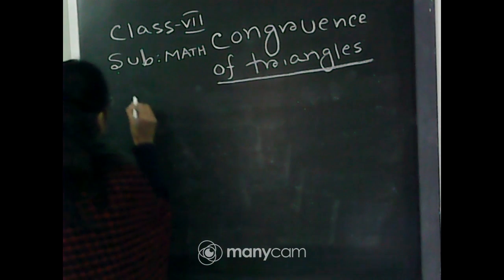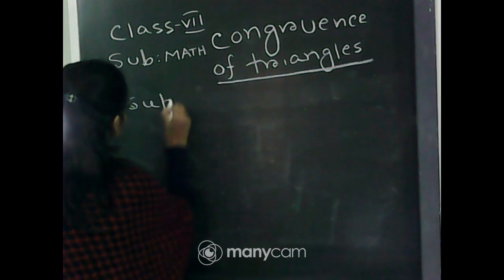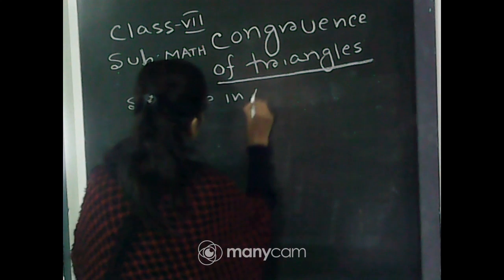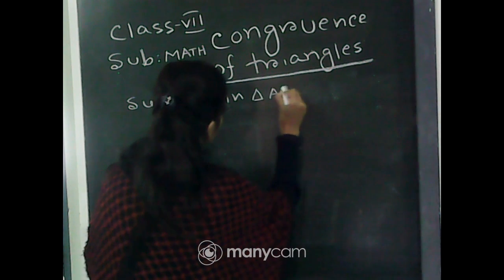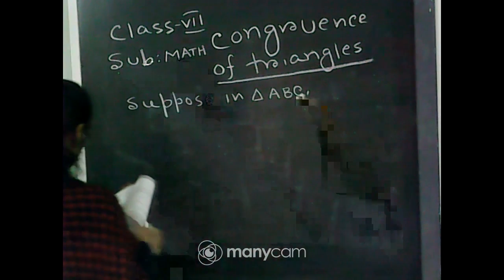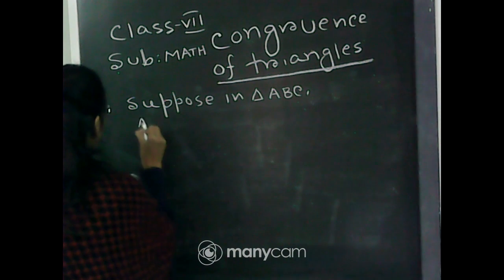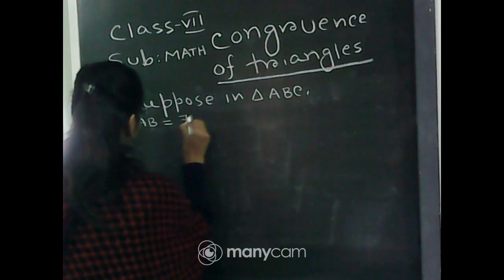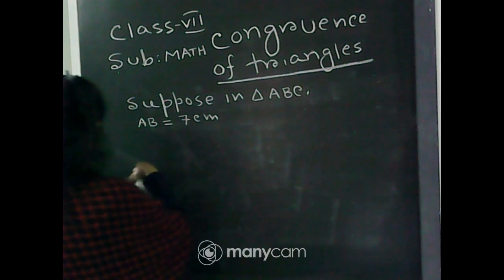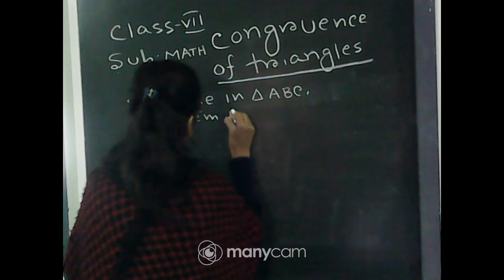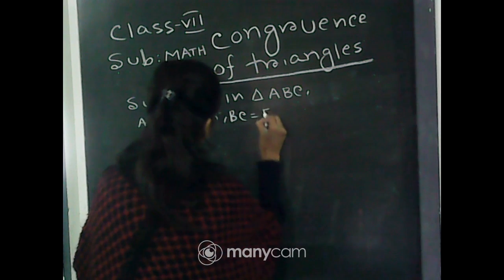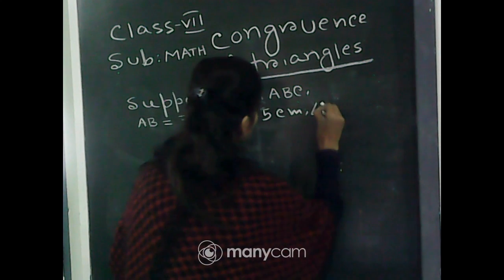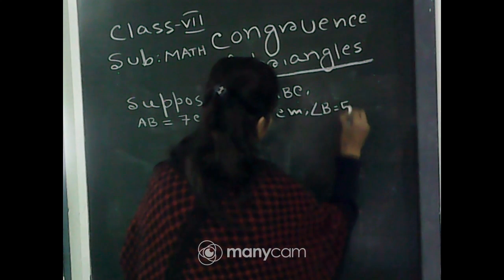Suppose in triangle ABC, AB is equal to 7 cm, BC is equal to 5 cm, and angle B is equal to 50 degrees.